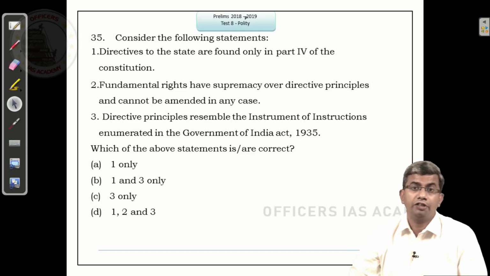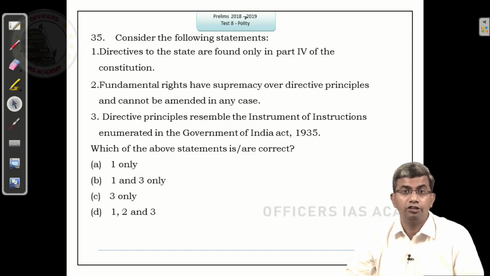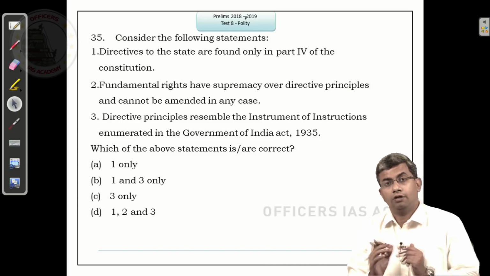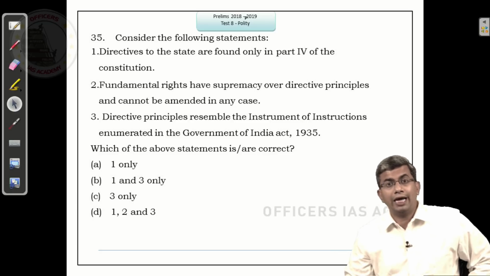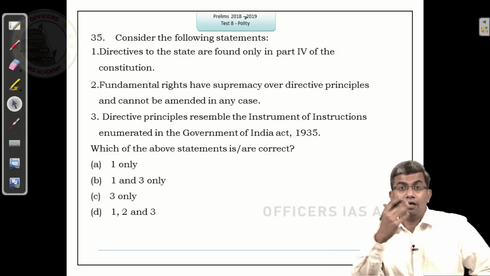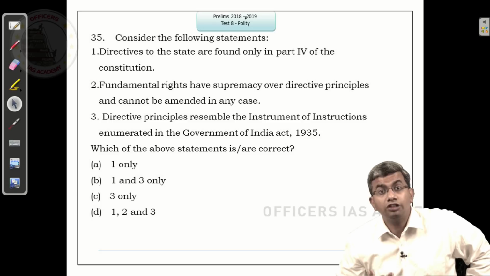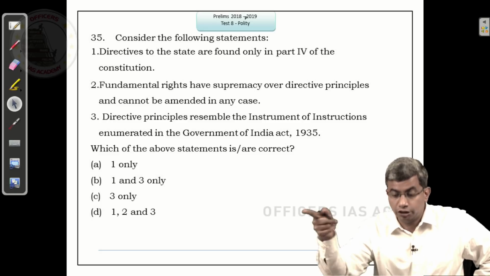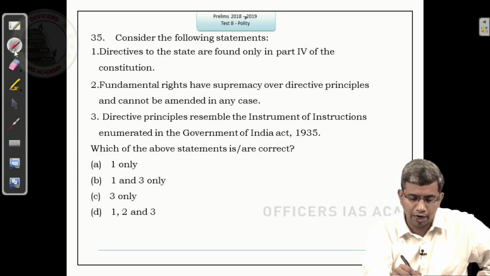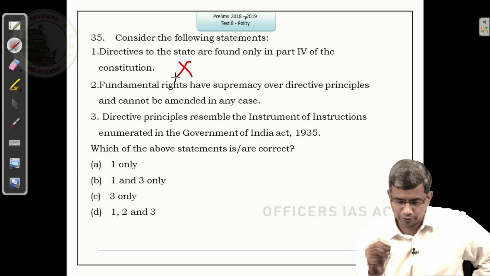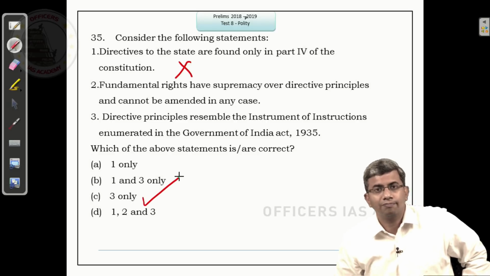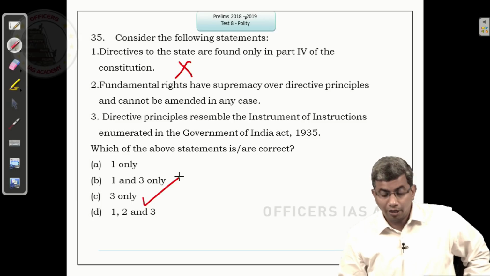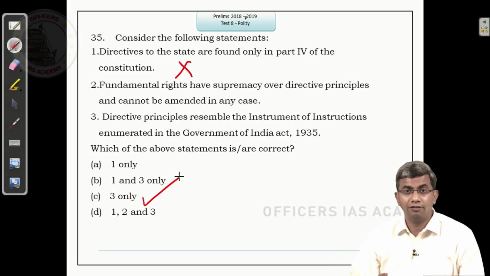Article 335 states that the state shall ensure that the reservation for scheduled caste and scheduled tribes does not affect the efficiency in administration. So these are all directives. These directives are not found in part 4, but they are found elsewhere. Which of the above statements is correct? One is wrong. Time saver question. Correct answer is C. Clear? So please look out for such questions, because these should be done in 10-15 seconds and you should move on.